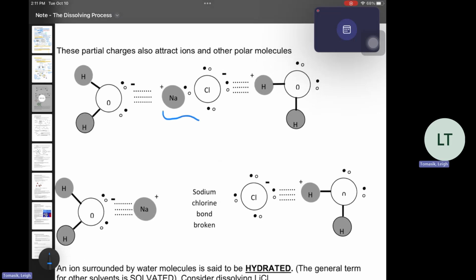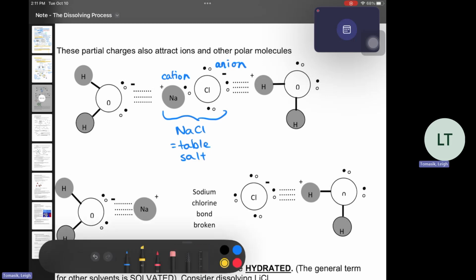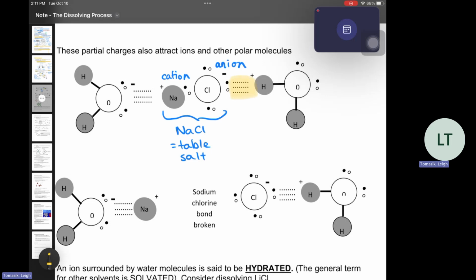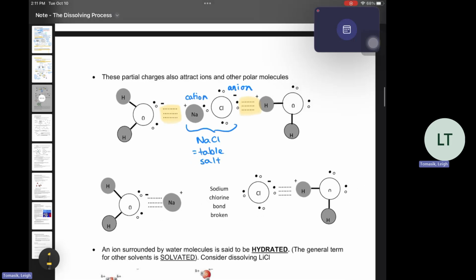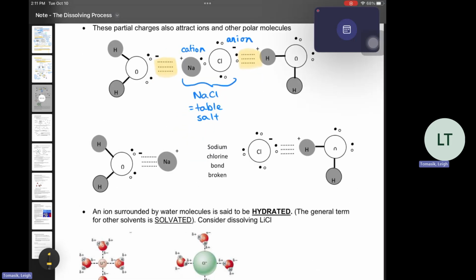So here we have sodium chloride, and that's table salt. We know that dissolves in water. Table salt is made up of a sodium cation, a positive ion, and a chlorine anion, a negative ion, right? So the negative chlorine is attracted to the positive hydrogen, and the positive sodium is attracted to the negative oxygen. Okay, these are also sort of intermolecular bonds.